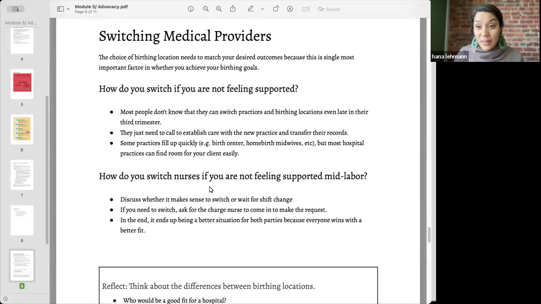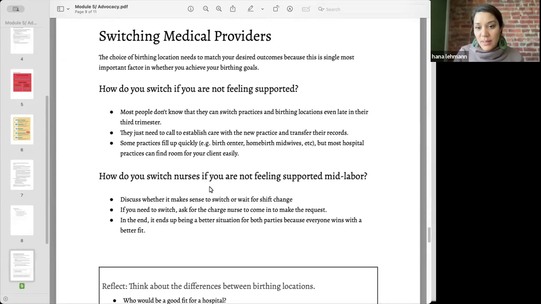There are some caveats to this. Some practices fill up quickly. For example, birth centers tend to do that, and home birth midwives, these lower volume locations or providers, so you need to make that decision early. So if you have the privilege of being able to work with your clients for a long period of time, from early second trimester perhaps, or even their first trimester, you can really help guide them to the right birthing location for them, right? And that will make the whole birth process easier. You will have less of a chance of conflict. It's just much better, right?